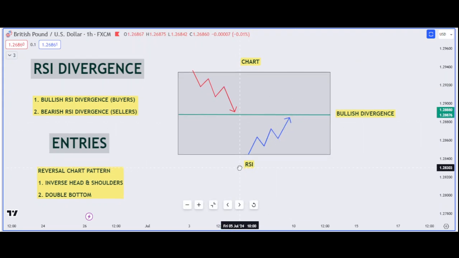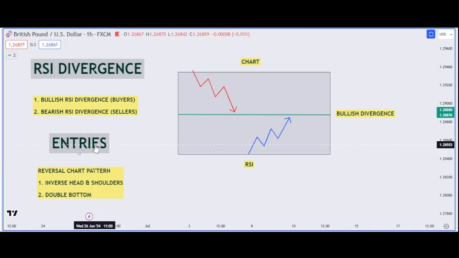Now, whenever you spot this RSI divergence, before you can trade it, you have to see price action talk to you. You have to pay attention to what the market is doing at that particular moment. That is when we come to the entries.